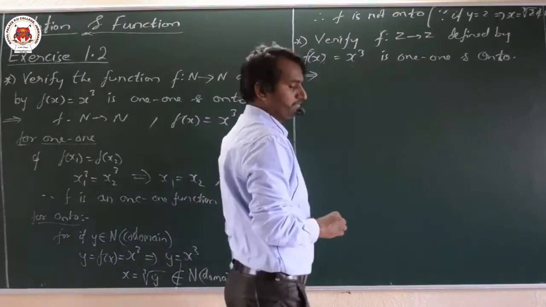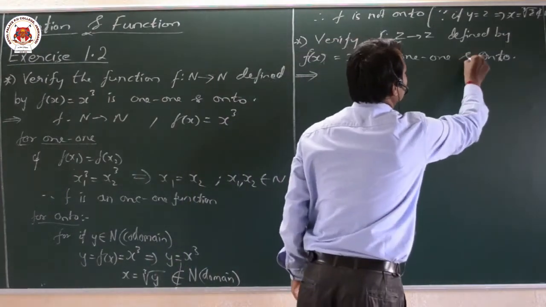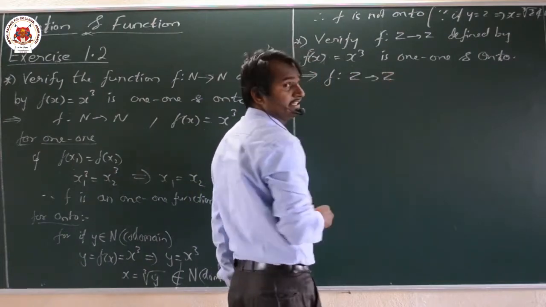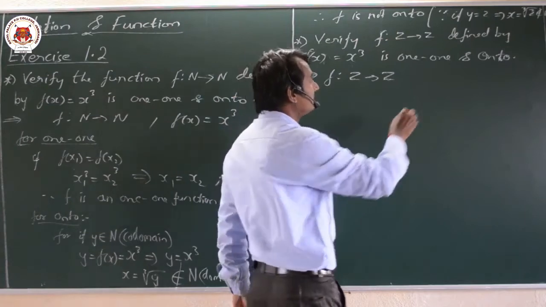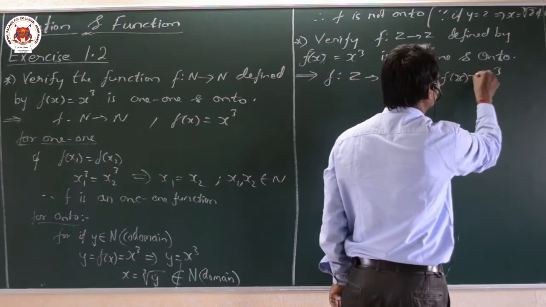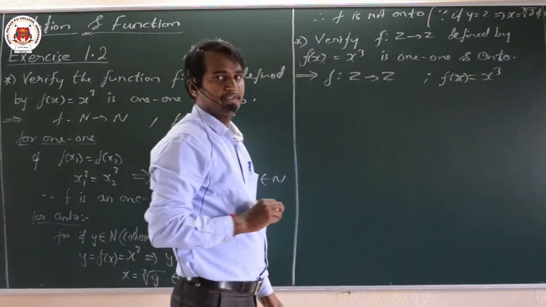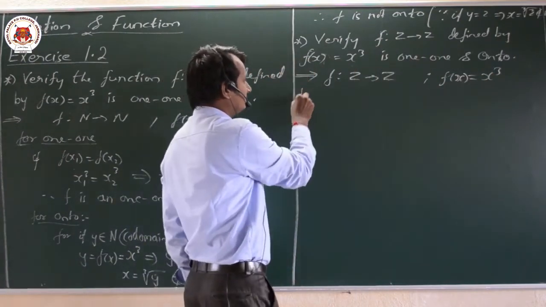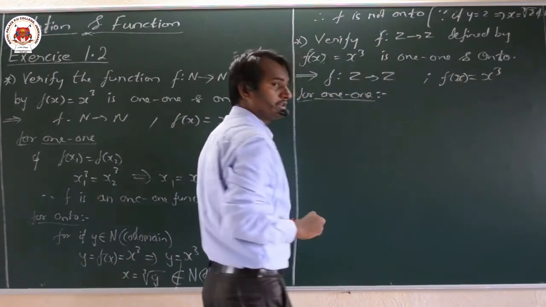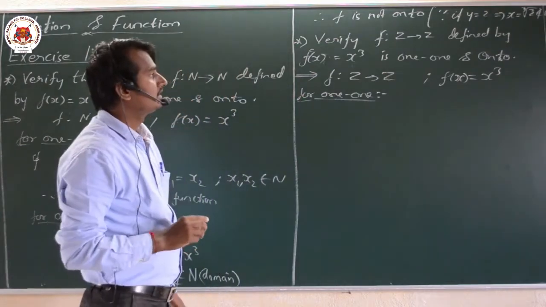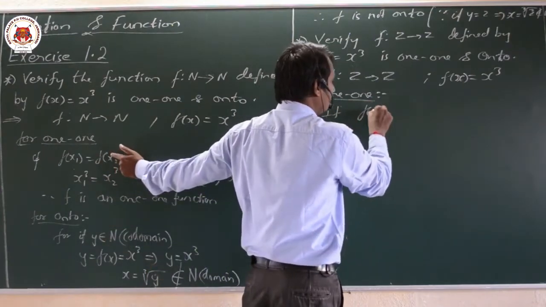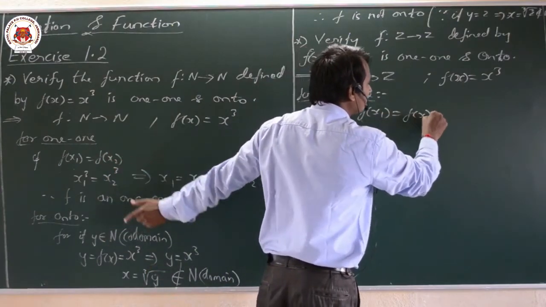Now let us verify it. We shall write down the function f from Z to Z. What is Z here? The set of all integers, defined by f of x equal to x cube again. Now let us check for one-one. Let us observe here. We define it the same way: f of x1 equal to f of x2.